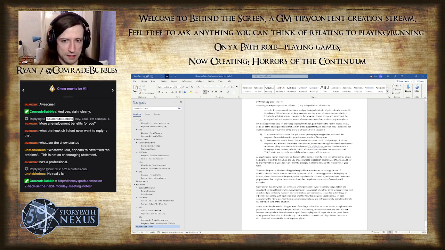Specifically, Onyx Path have set it so that the campaign is all or nothing. Like, it either funds or it doesn't. There's no gradual fundraising here. If the campaign does not fund, you'll get your money back.